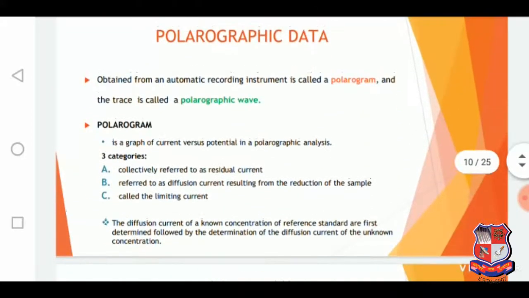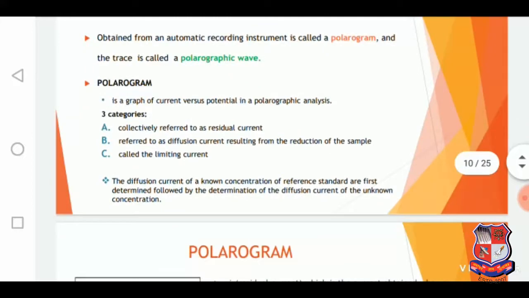After performing a polarographic analysis, we get the results or data in the form of a polarogram, and this data can be divided into three categories. First, A, is collectively referred to as the residual current. B is referred to as the diffusion current, resulting from reduction of the sample. And the third one is called the limiting current.